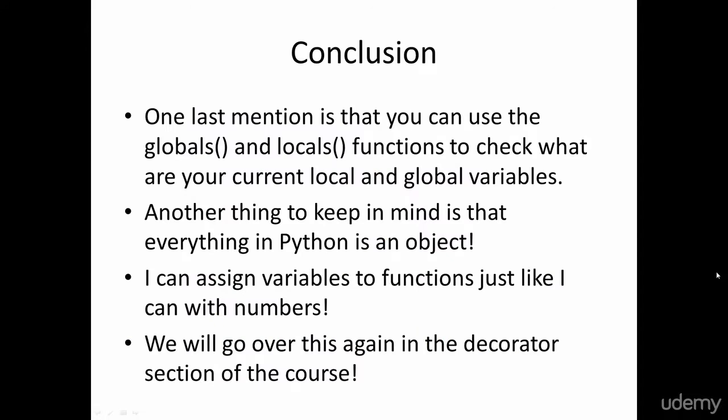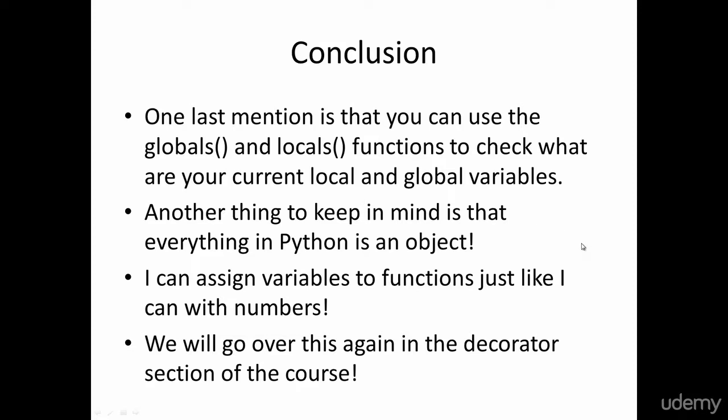Okay, so in conclusion, one last thing I want to mention is that you can use globals(), a built-in function, and locals(), another built-in function, to check what your current local and global variables are. Another thing to keep in mind is that everything in Python is an object. So I can assign variables to functions just like I can with numbers or any other type of objects we learned about in the first section of this course. We're going to go over this whole idea of everything in Python as an object a lot more in the decorator section of this course. But I just want to mention it now so you have a feeling of what to expect.